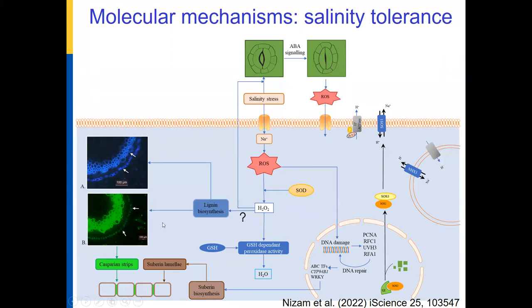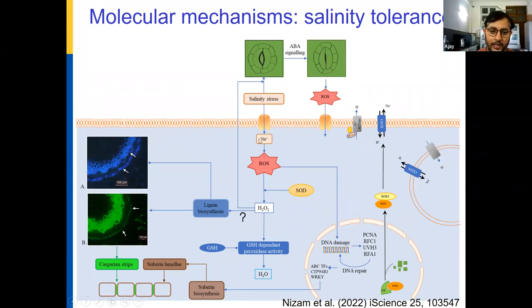This is a representation of a plant cell and the other activities that are taking place. This is a nucleus, and this is its vacuole, and different mechanisms are shown. For example, salinity stress is responsible for the production of reactive oxygen species. You must be knowing about what reactive oxygen species are. They basically are dangerous molecules for the plants.